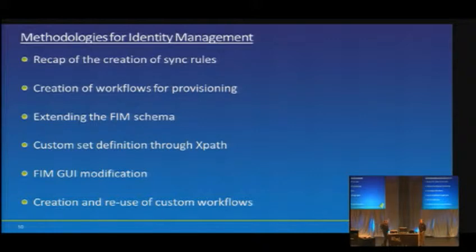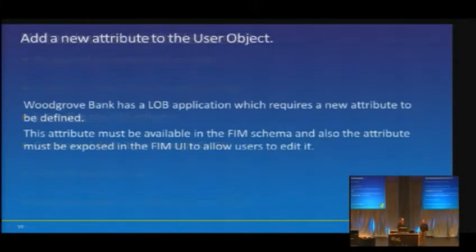So in the scenario that I want to talk about, we've got this line of business application, and it requires a new attribute to be created. But I guess we also want to be able to allow the users, maybe, or the administrator to go in and update it. So really there are two tasks here. One, I need to create the attribute in FIM. And the second thing is I need to be able to go out and modify the FIM UI to allow users to modify it.